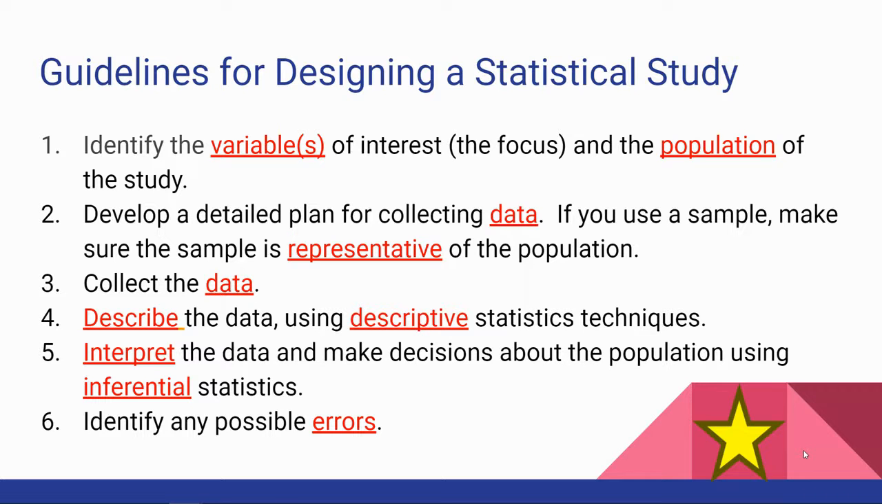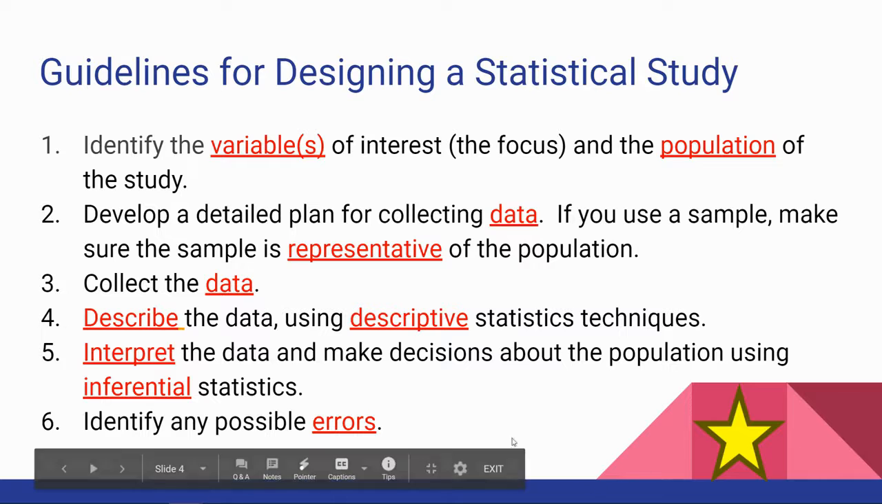You would describe the data using descriptive statistics techniques, some kind of charts. You would do some kind of statistical analysis using mean, median, mode, that kind of thing. Then you would interpret the data and make decisions about the population using inferential statistics. And then you would identify any possible errors that you might have had. This is where most people make mistakes. They forget this last step. Error: we are all human, and there are always potential errors that could happen. So you want to always make sure to identify any errors that might pop up.